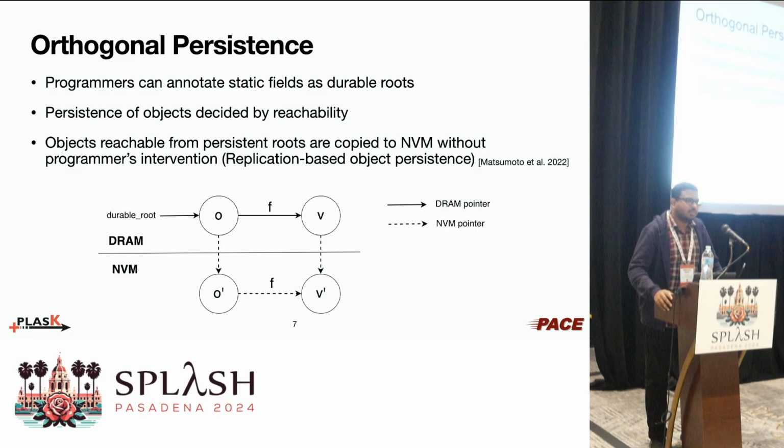And the current state of the art by Matsumoto et al. implements a replication-based persistence model. As you can see in the diagram here, we have a DRAM and NVM. On the DRAM side, we have two objects O and V, and the field F of object O is pointing to object V. Similarly, we are maintaining the copies on the NVM side also. And we have pointers from the volatile objects which are present on the RAM to the copies which are present in the NVM, which are denoted by the dashed lines.